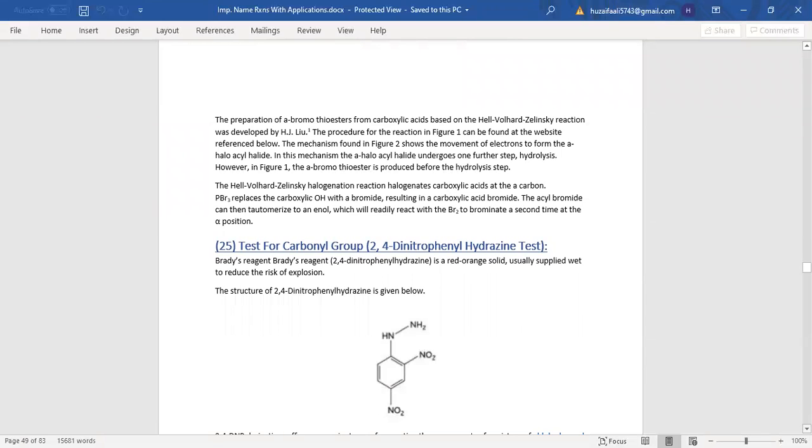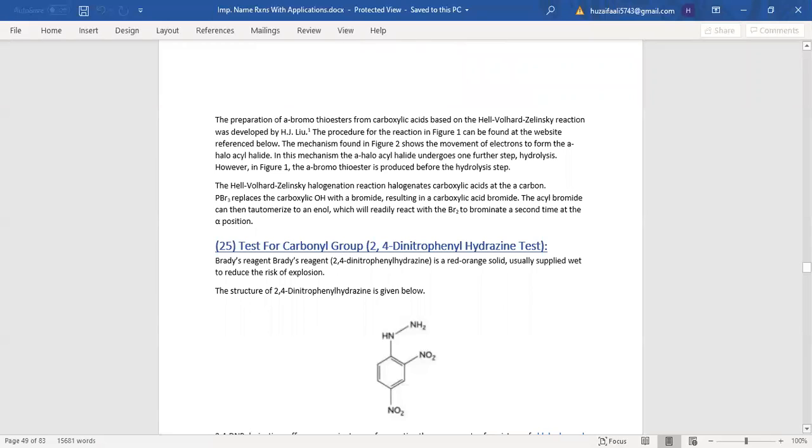The preparation of a bromothioester from a carboxylic acid based on the Hell-Volhard-Zelinsky reaction was developed by A. G. Liu. The procedure for the reaction in Figure 1 can be found at the website referred below.